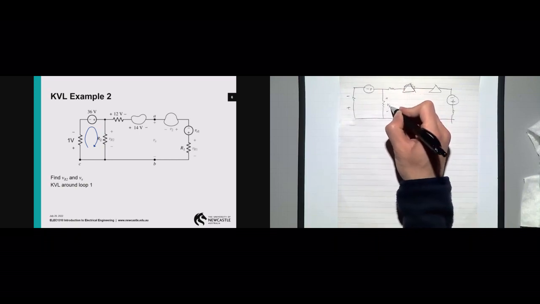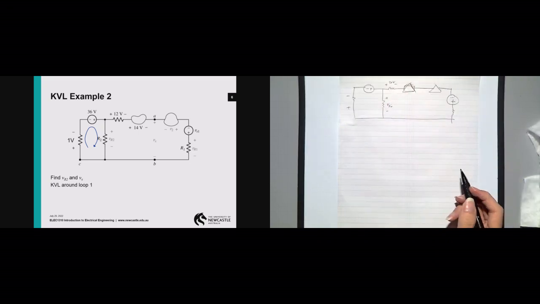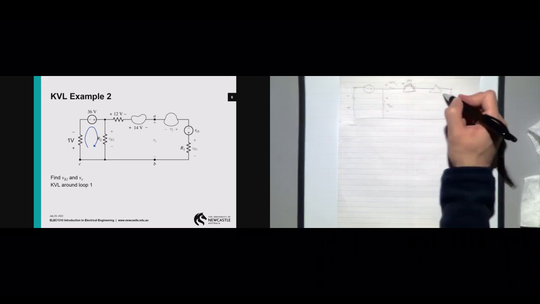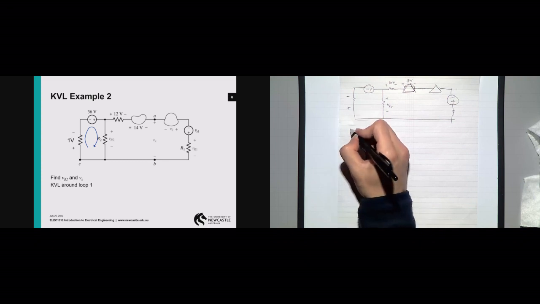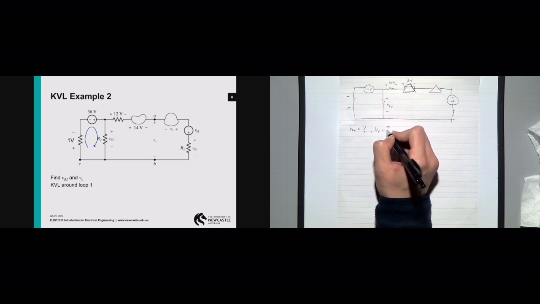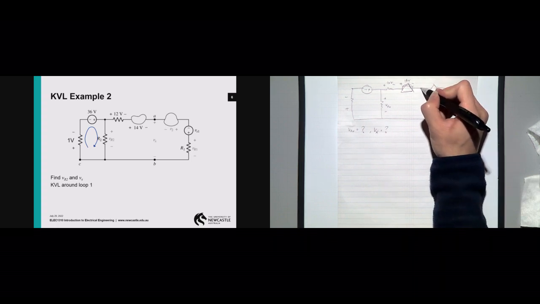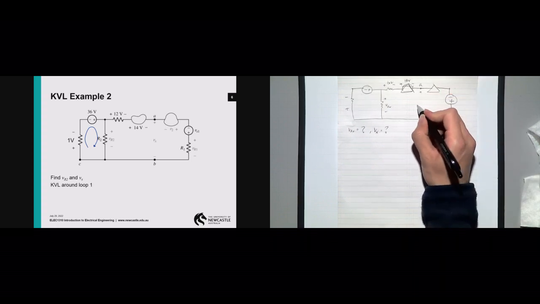Okay, this is VR2. This is 12 volts. This is plus minus 14 volts. I won't label what is here because look at the question. The question just wants us to find VR2 and Vx. So Vx is essentially the potential difference across terminals A and B, Vx.